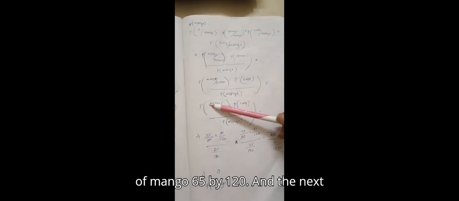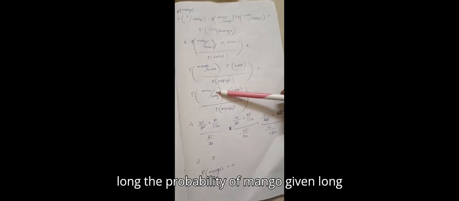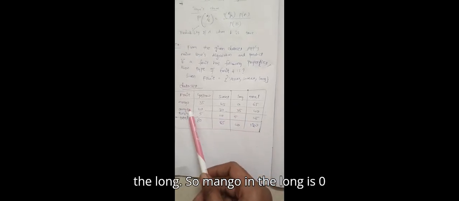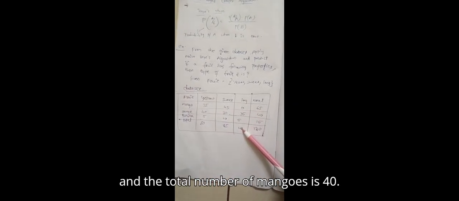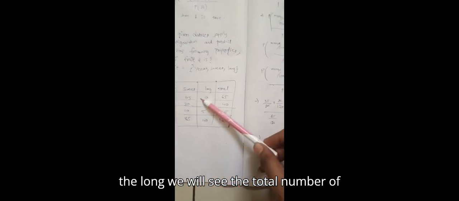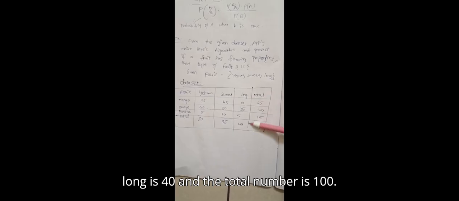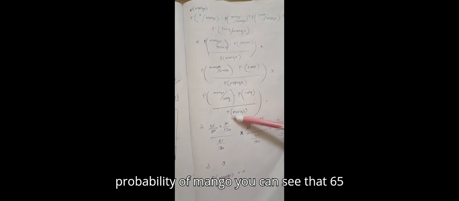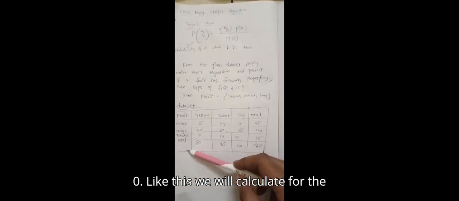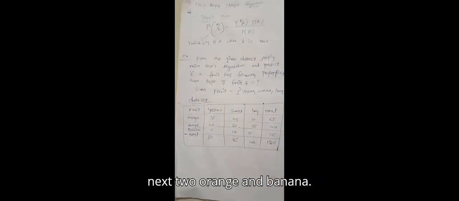And the next one is probability of mango given long. We need to find the mangoes in the long. So mango in the long is 0 and the total number of long is 40, so we will write 0 by 40. The probability of long: the total number of long is 40 and the total number is 120, so we'll write directly 40 by 120. And the probability of mango, you can see that 65 by 120. After calculating all these we get the value as probability of mango equals 0. Like this we will calculate for the next two, orange and banana.